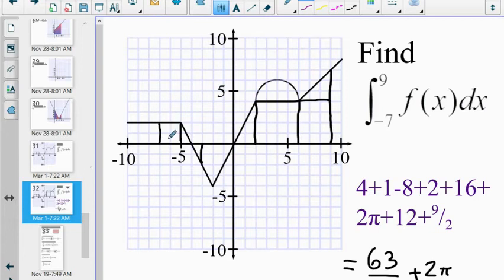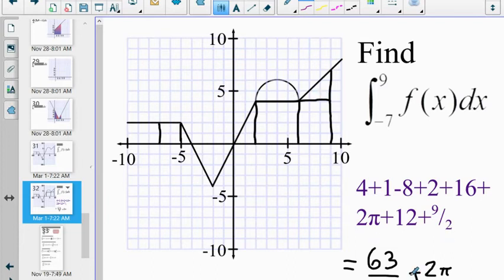I've got a square here. I've got a little triangle with an area of 1 above the axis. I've got a larger triangle with the area of 8 below the axis. So I'm subtracting. That's a -8 going onto this area. Plus 2, the area of that triangle. Plus 16, the area of this square. Plus 2 pi, half of the area of a circle with the radius of 2, etc., etc. And then I'm just adding up all of those areas.